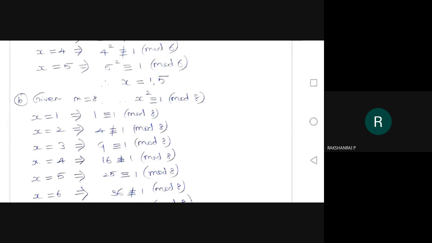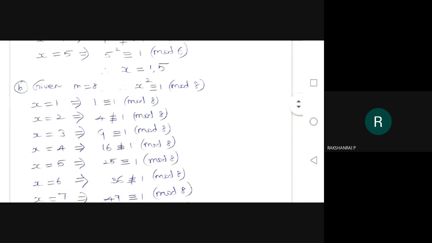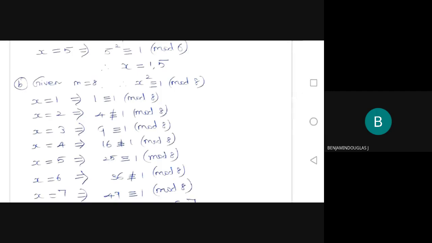Then next value x equal to 6. So 6 square 36. 36 is not congruent to 1 under mod 8. Then putting x equals 7. 7 square 49. 49 is congruent to 1 under mod 8. Since 49 divided by 8 gives the remainder 1. Yes, since 6 eights are 48, the remainder is 1. So obviously 49 is congruent to 1 under mod 8.